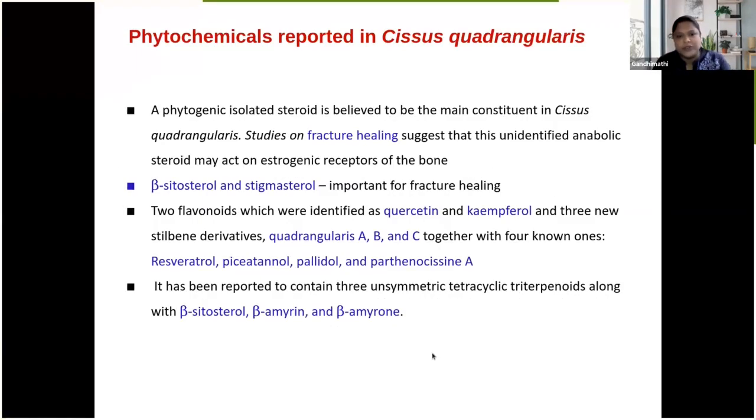Moving forward, I'll also talk about phytochemicals. What are the important phytochemicals present in this particular plant? As you can see, it is mainly used for fracture healing and weight management. These are the important secondary metabolites: quercetin and kaempferol, and important stilbene derivatives. There are also resveratrol and other metabolites with very good medicinal implications. So we wanted to study what is present in this plant and why it has so much value.